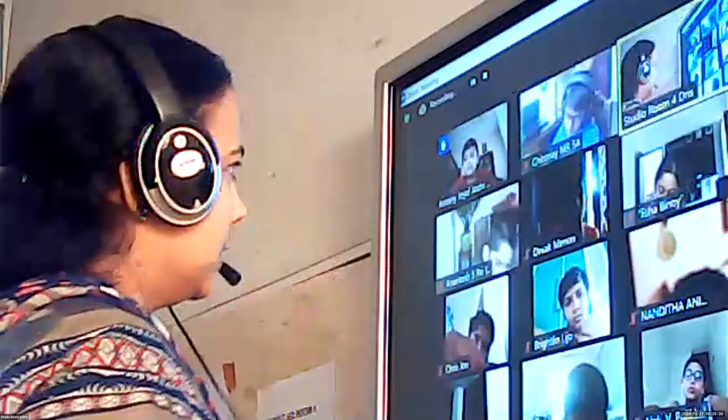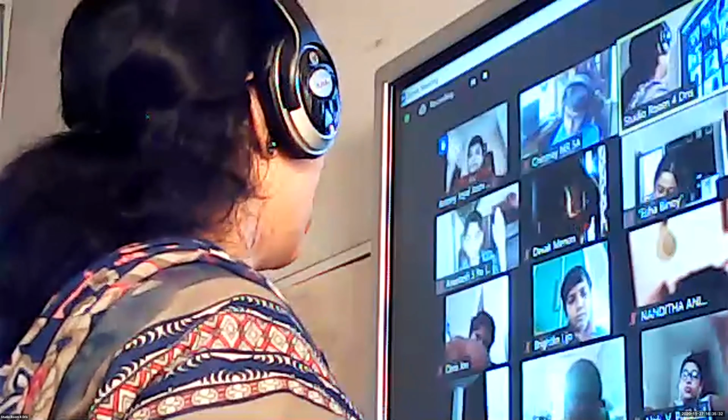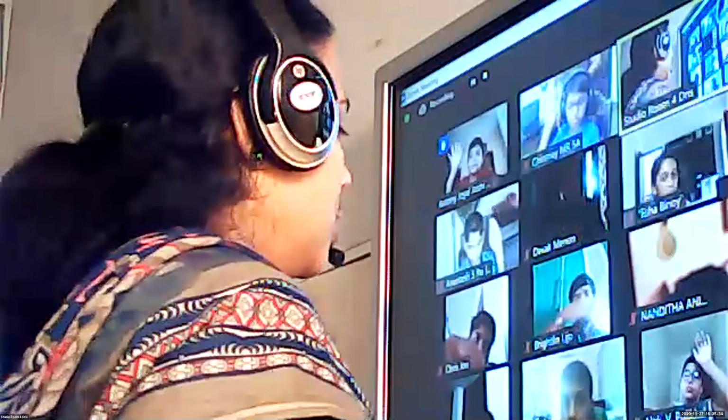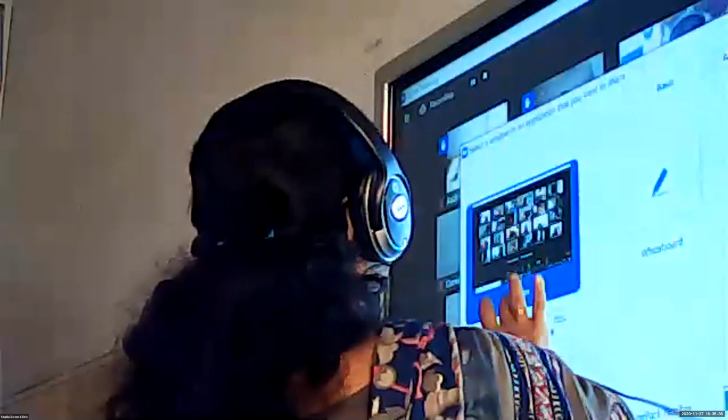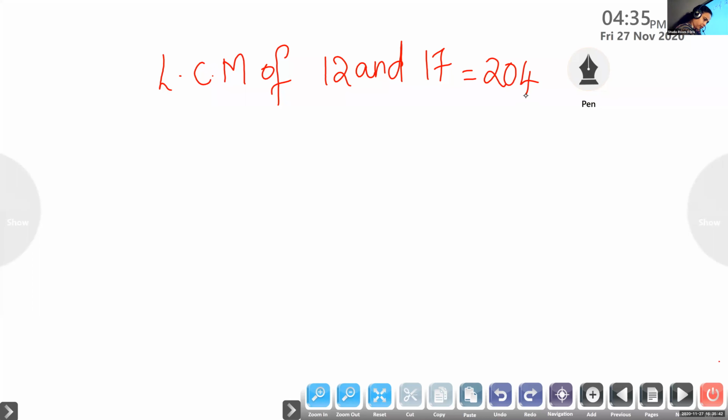So all of you got 204. How many got it? Children, raise your hand. Yes. So it's clear. We can write here. Now you have to make the denominator 204. Children, now you have to write 4 by 17 is how much? By which number you have to multiply to get 204? Ma'am, 17 into 12. So 4 by 17 into 12.